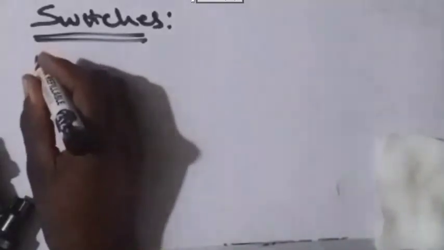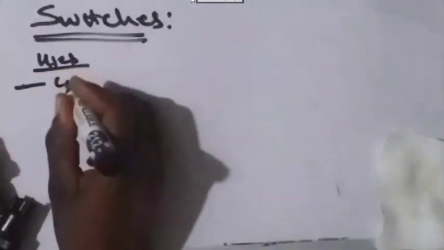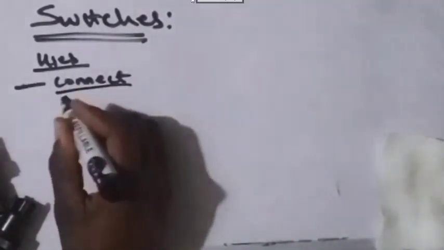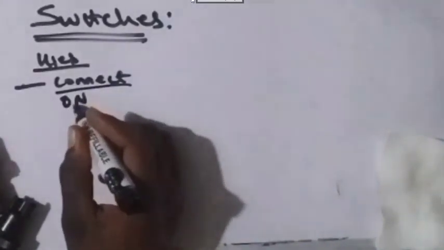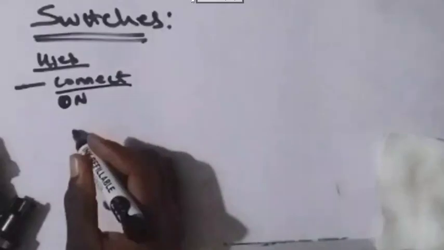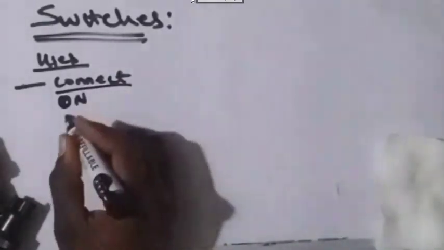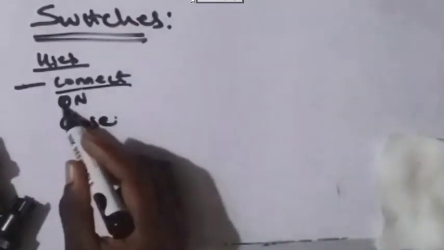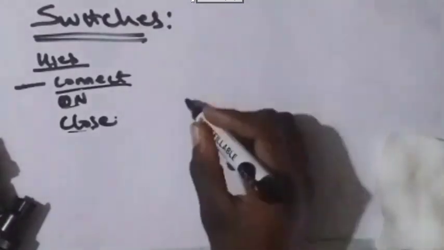Okay, what do we use a switch for? So let's see what we use a switch for. We use a switch to connect 2 or more cables or wires together, and use a switch to on and off, to on or to close, to connect or on or to close.